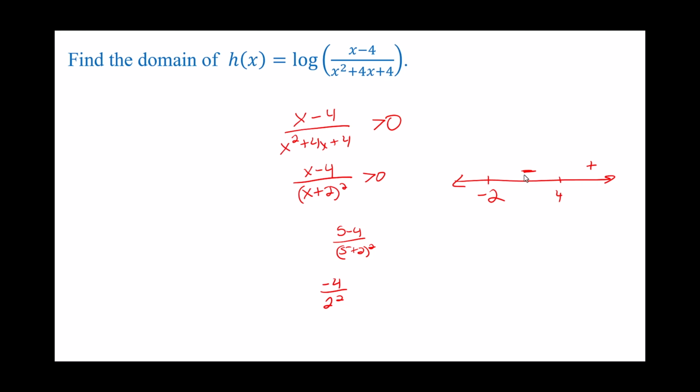That's negative. And if I plug in, say, negative 3, less than negative 2, I would get (negative 3 minus 4) over (negative 3 plus 2) squared. The denominator is always non-negative because it's squared, and the numerator would be negative. So it's negative over here. And we want where it's positive, so 4 to infinity would be where this function is positive.